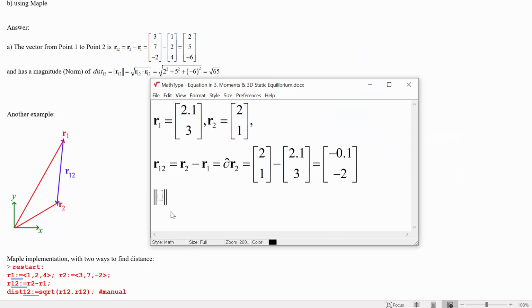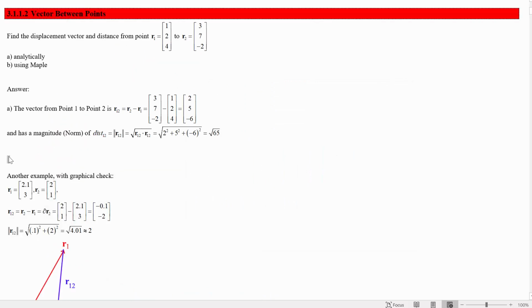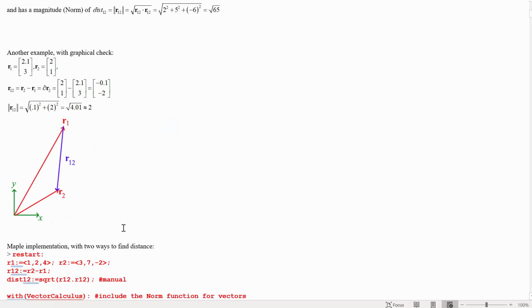And then you get some easy to use hotkey for yourself. Anyway, this norm of this vector, R12, would be the root of the sum of the squares of its components, which would be root of 4.01. And that's going to be basically still 2. All right, so that's one way to do it, but that's a bit of a distraction from what we were doing here.